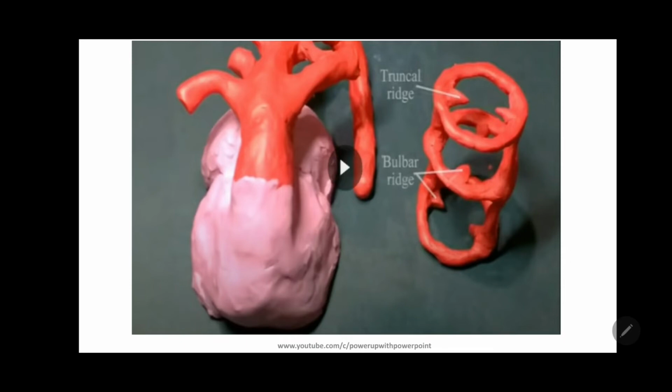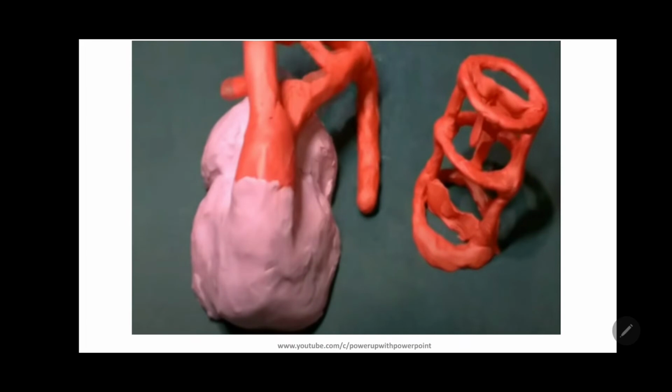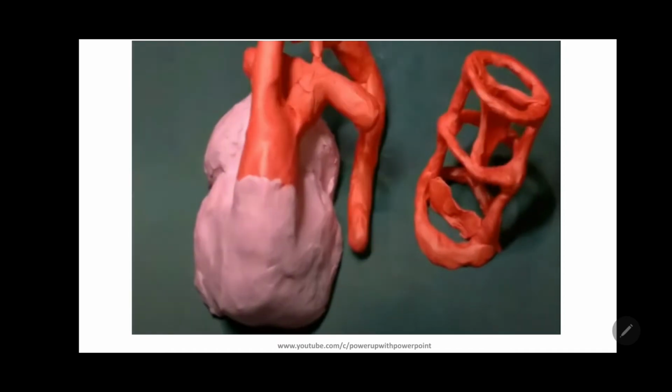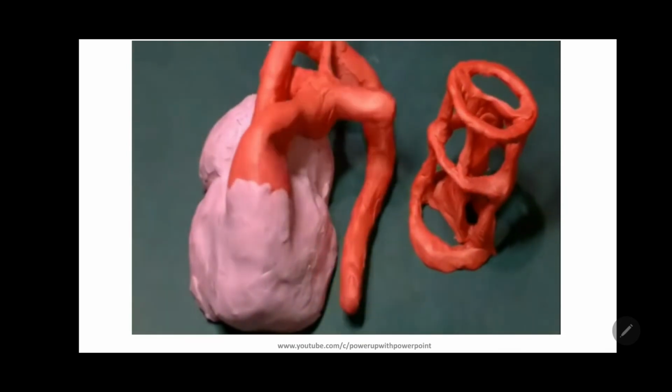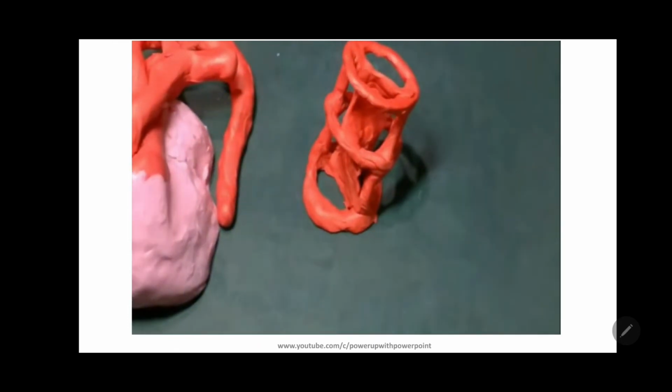The spiral septum will develop. How? In a spiral fashion. How in a spiral fashion? First here it is coronally oriented, then it is sagittally oriented, again it is coronally oriented. So this aorticopulmonary septum divides the truncus arteriosus into two channels like this. You can see there on the left and right. You can notice there.